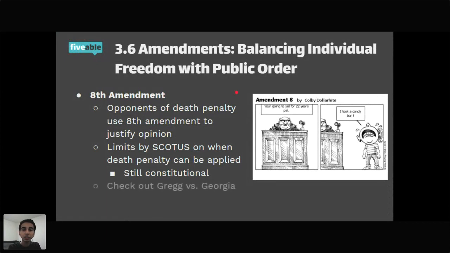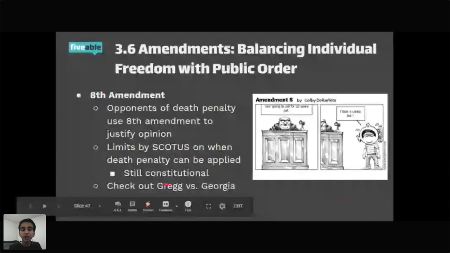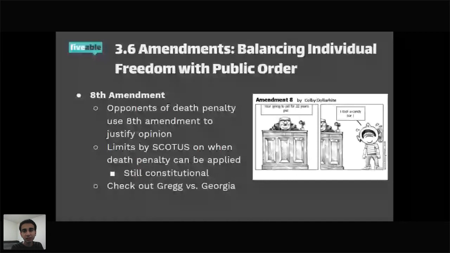If you want more information about how that came to be and the concept of the death penalty, you can check out this case, which is Gregg versus Georgia. I'm not going to go into detail with that, again, just because this unit is the one with all the required Supreme Court cases. So I want to be able to focus on this.